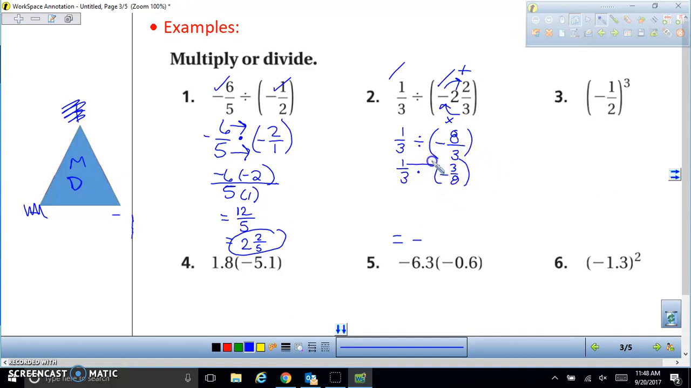Multiply straight across. 1 times -3, 3 times 8. 1 times -3 is where we're getting that negative sign from. 1 times 3 is 3. 3 times 8 is 24. Can this be reduced? Yes, it can. 3 goes into 3 once. 3 goes into 24 8 times. And we did it.